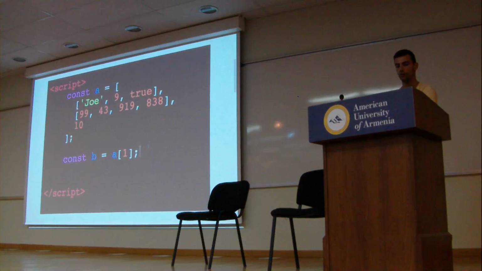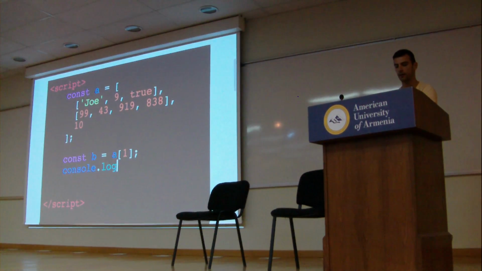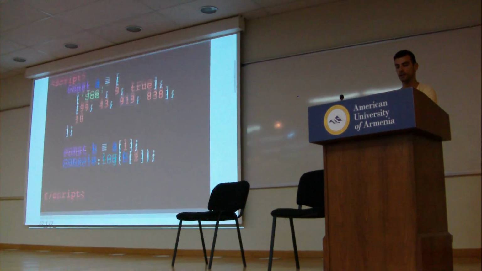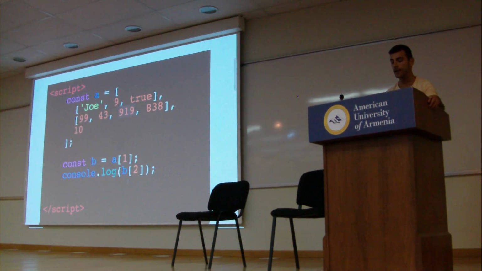So now if I do console.log B of 2, what will I get? 0, 1, 2. Therefore, 919. Boom. Very nice. Now, what I could do though is instead of first assigning this to B and then taking it, I can just do this.